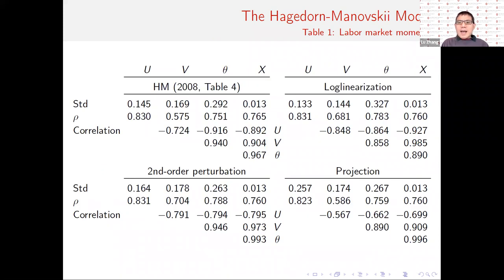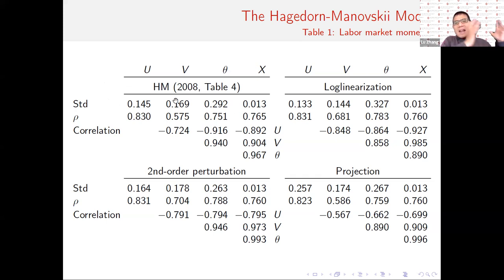All right, so this is our table one that reports labor market moments. As noted earlier, our replication only ends up reinforcing the Hagedorn-Manovskii thesis, all right? So this is their table four, in which they report the standard set of labor market moments. The key moment is the unemployment volatility. They report 14.5% per quarter. The Shimer puzzle, Shimer 2005 AER puzzle, is about the volatility of labor market tightness, which is 29.2%.